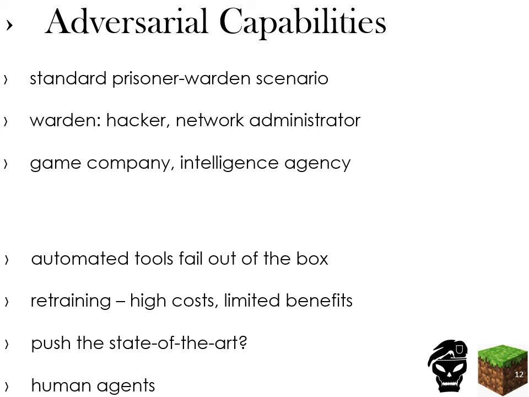Now, what we've seen so far is that these automated tools fail out of the box. They do not recognize any of the text. You can retrain them, but that has high costs and effort, and the benefits are very limited. They don't generalize much, and they can still be defeated by arbitrary shaped text. So many of our adversarial models actually might not have the resources to undertake this exercise. A normal network administrator or a hacker cannot do the whole thing. It would be quite a bit of effort to do the whole retraining exercise, or for a game company.